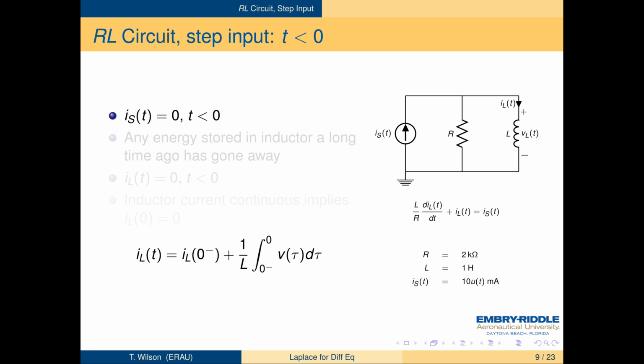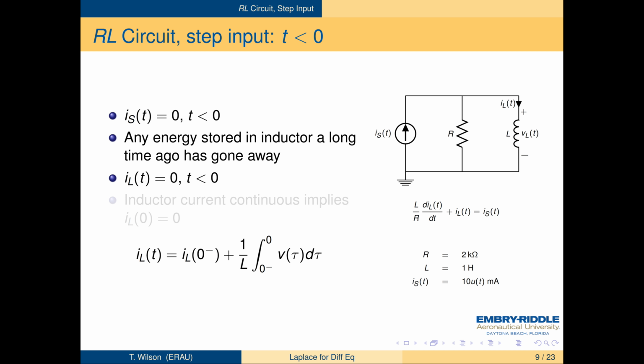For t less than 0, the input current is 0. This means that any energy that may have been stored in the inductor a long time ago has long since dissipated. From this kind of physical reasoning and knowledge about how circuits act under special conditions, we state that the inductor current is 0 for t less than 0. We could have used our knowledge of differential equations to argue that 0 is the particular solution that accompanies the particular input 0. Again, we would have to argue that any natural solution for t less than 0 has decayed to 0 for any finite times.